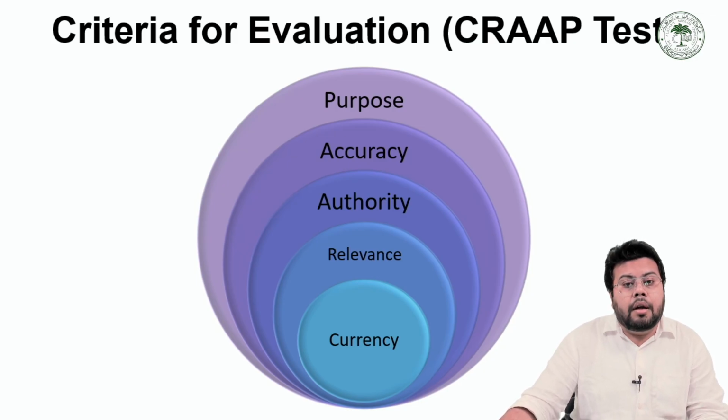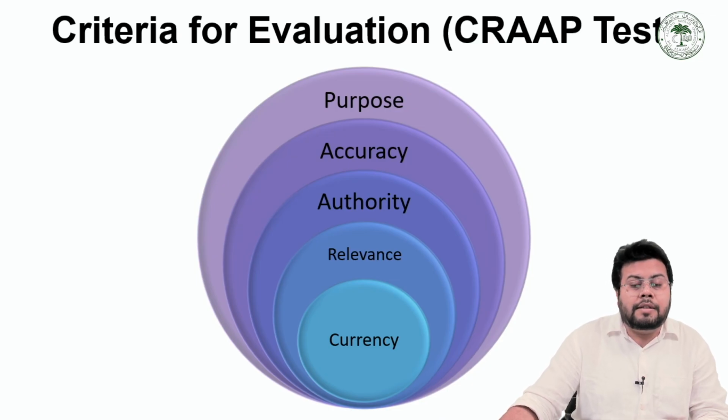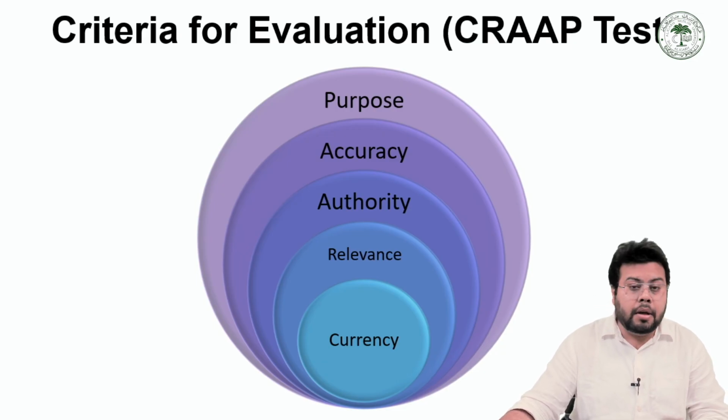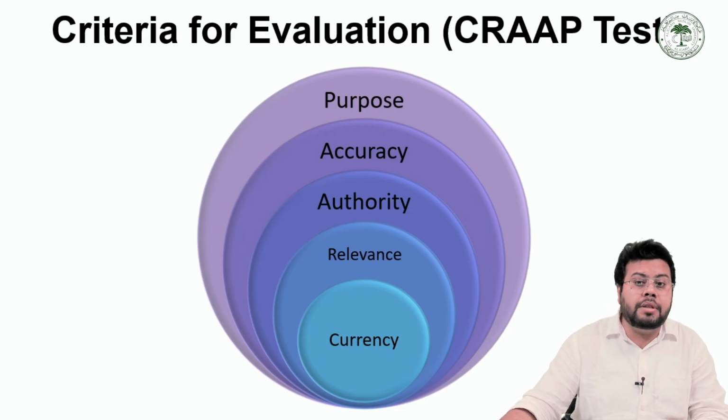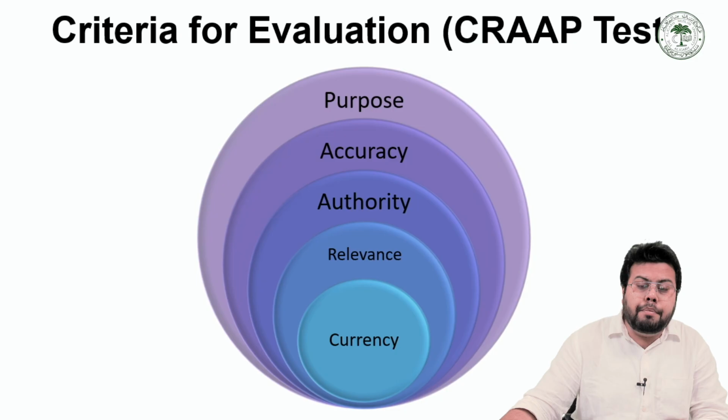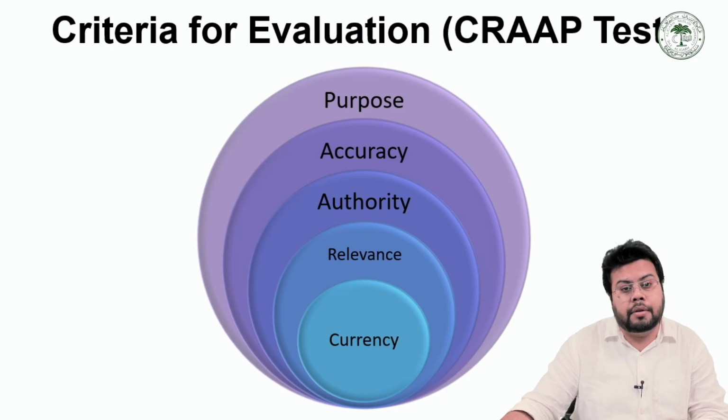Then the next point in the CRAP test is R, which stands for relevance. A source must directly relate to the research topic and meet the researcher's needs. To determine relevance, consider: does the source address the research questions? Is the depth appropriate for university-level work? Is the intended audience scholarly? Does it contribute meaningful insights? A highly relevant source improves focus and strengthens argumentation.